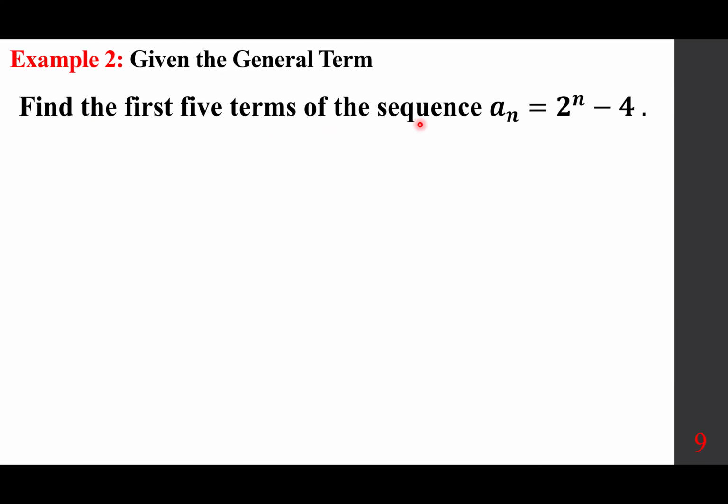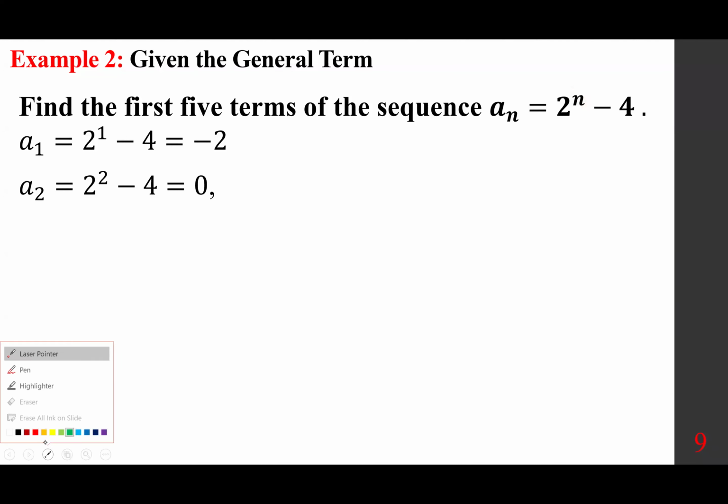Find the first 5 terms of this sequence. a sub n is 2 to the power of n minus 4. We start with 1. 2 to the power of 1 is 2. Minus 4 makes it negative 2. The second one, 2 squared minus 4, is 0. And just as an example, I'll do one more, but as long as you can do a couple of them, that's it.